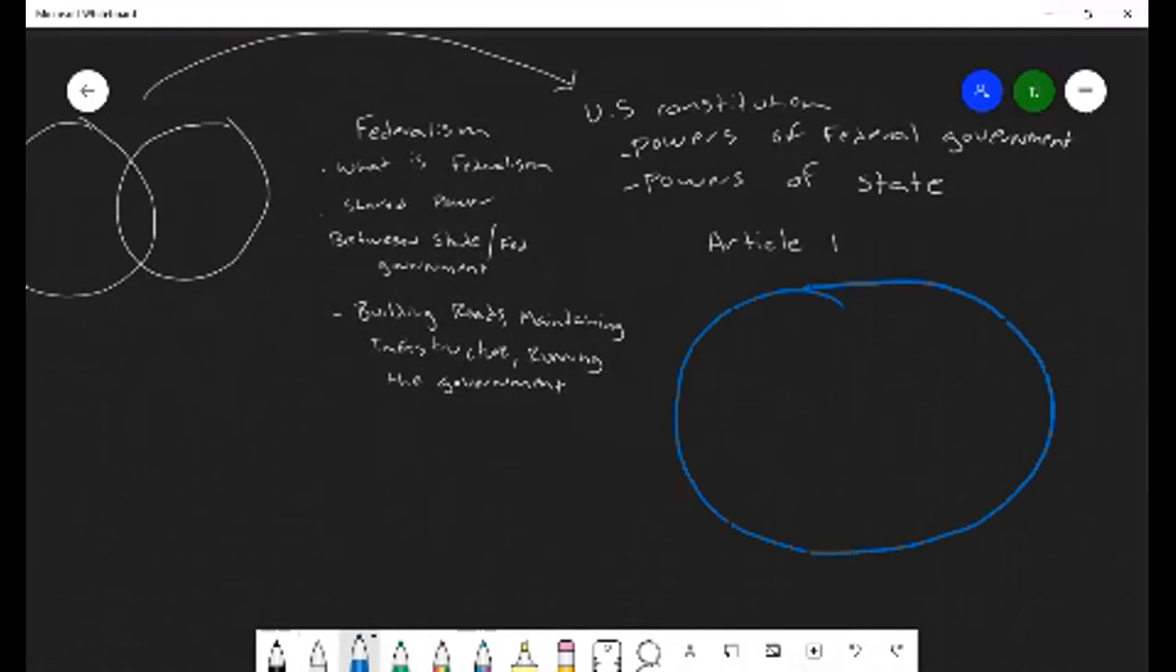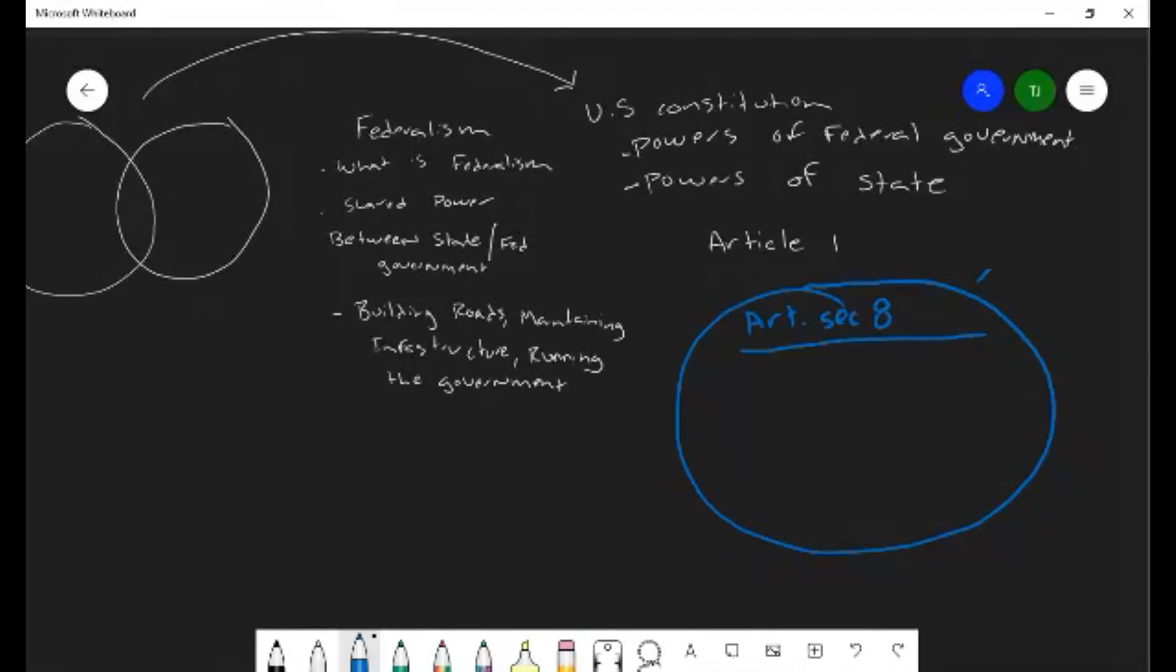So what I want you guys to do is, in a separate tab from your notes, I want you to look up Article 1, Section 8, and go through and read through Section 8. I'll give you about 3 to 4 minutes. And I want you to look through all the powers that Congress has, that our legislative branch has, all the powers of our legislative branch.